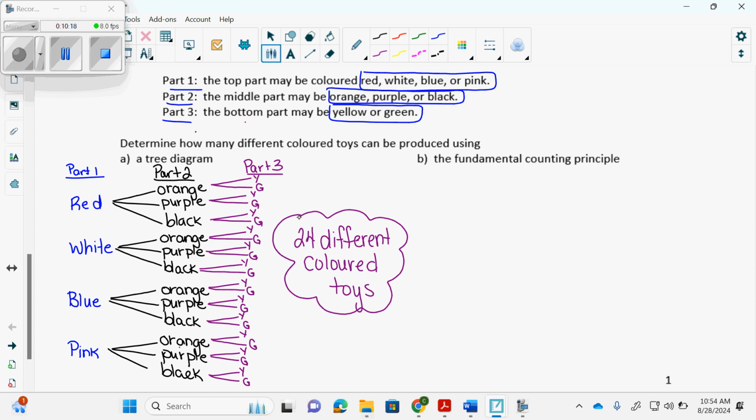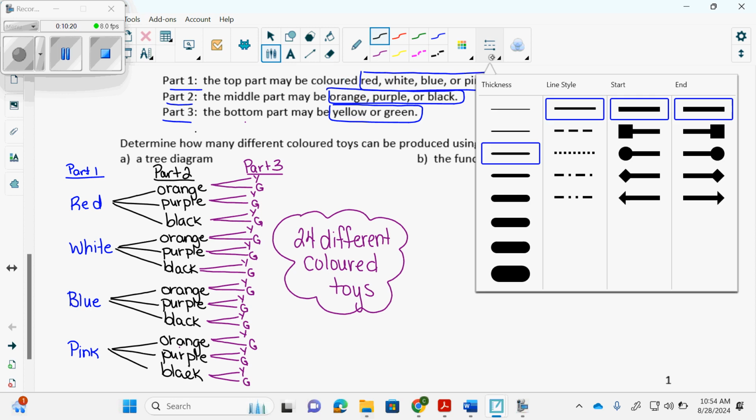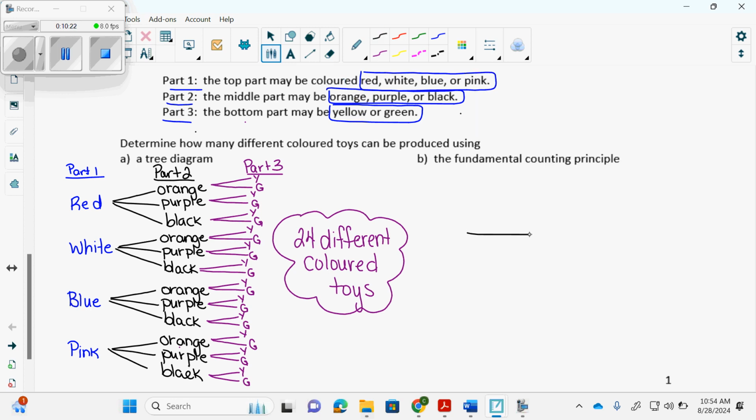So we know we have three parts. So I'm going to put that down. I have the first line, part one. And then the second line is part two of the toy. And then the third line is part three.